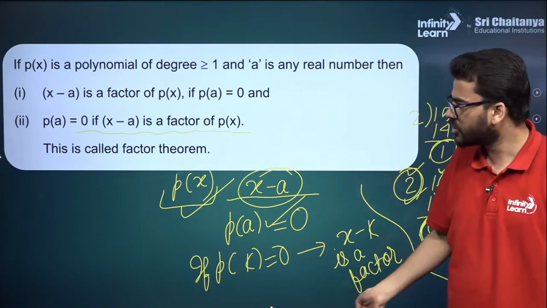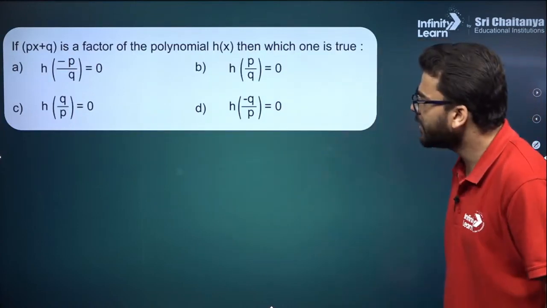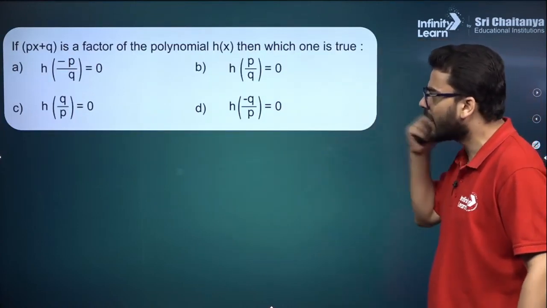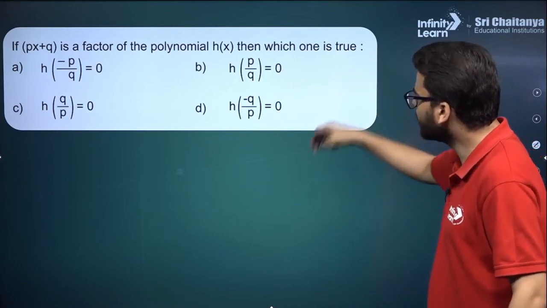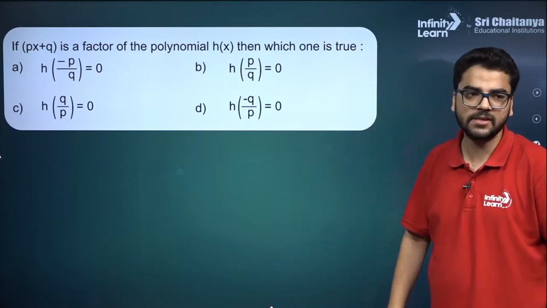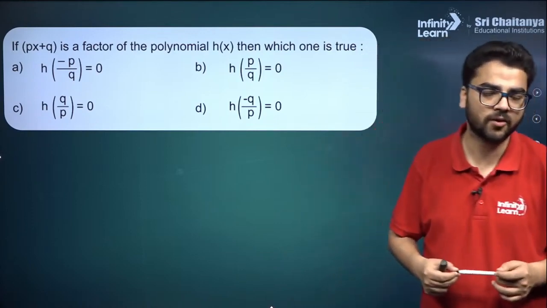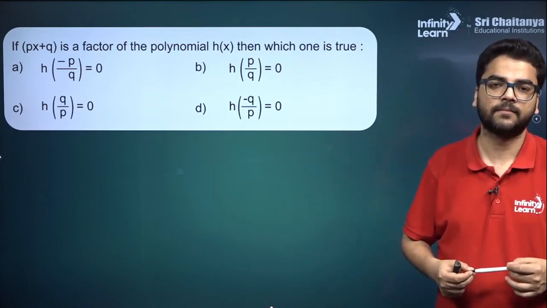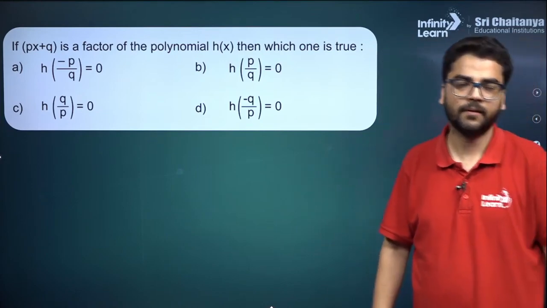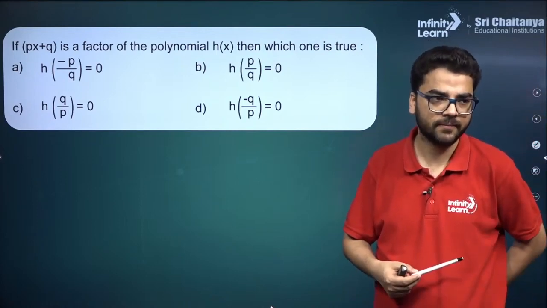So let us do some questions over here. Can you do this one? If it is given that px plus q is a factor of h of x, then which one is true? Can you tell me, guys? Which out of the given options is true over here? It's a very basic question on the basis of the factor theorem. Can you tell the answer over here?